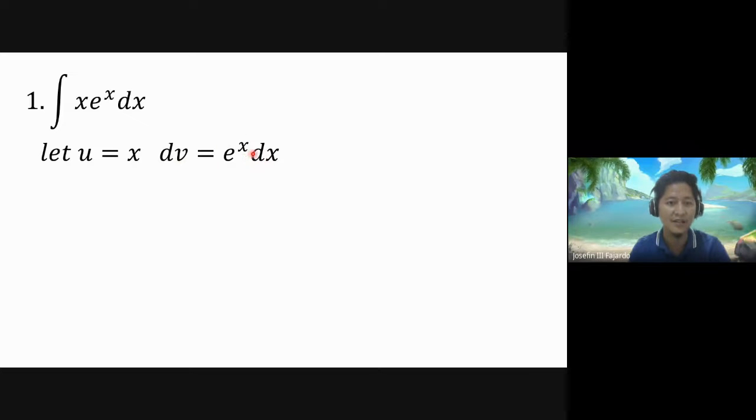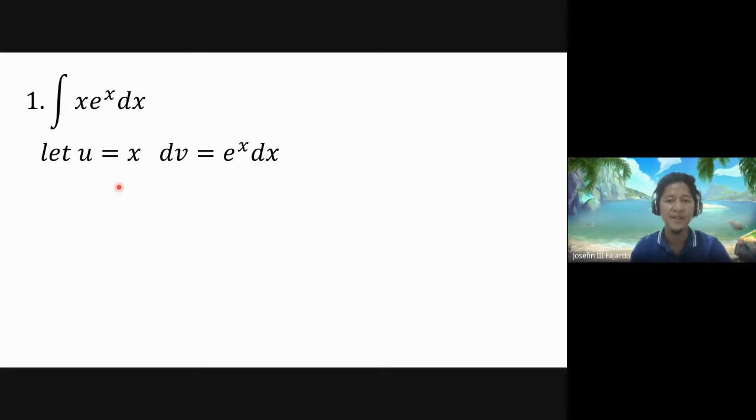Okay? And then you add to include another factor on the integrand natin. Kaya siya integration by parts kasi parang we will be separating the integrand into two parts.